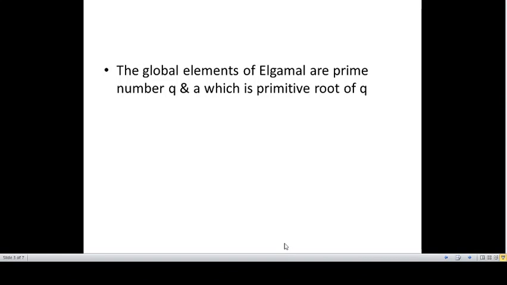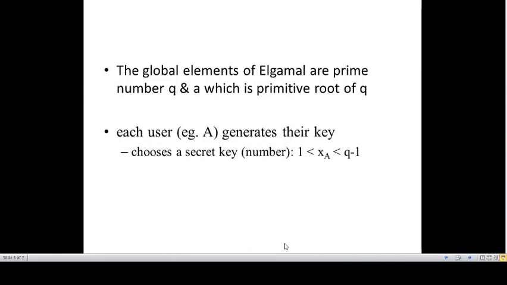So first, for generating the digital signature, we will start by selecting the global elements for the Elgamal algorithm. What are the global elements? One prime number q that we select, and another integer a, which is a primitive root of q. Any user who wants to generate a public and private key pair has to select these two things. Then the user will generate his keys, meaning the private key and the public key.